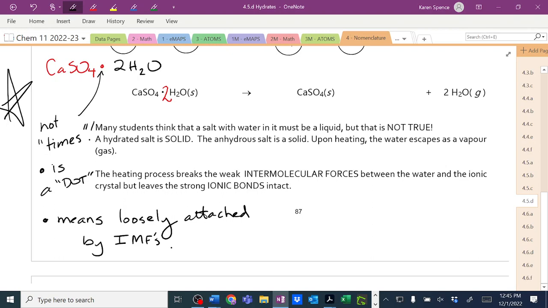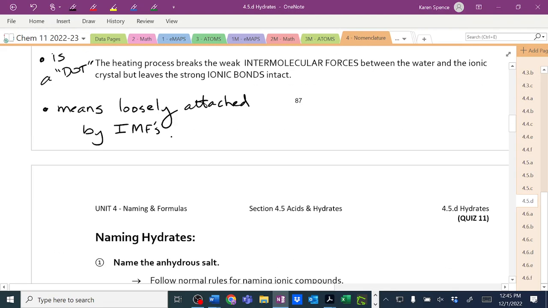So many people think that a salt with water in it must be a liquid, but it's not true, okay? It is a solid. It's got some water in it, but it is a solid. And when we heat it, what breaks? The IMFs break and the water comes out, but the ionic bonds, do they break? No, they stay intact, okay?